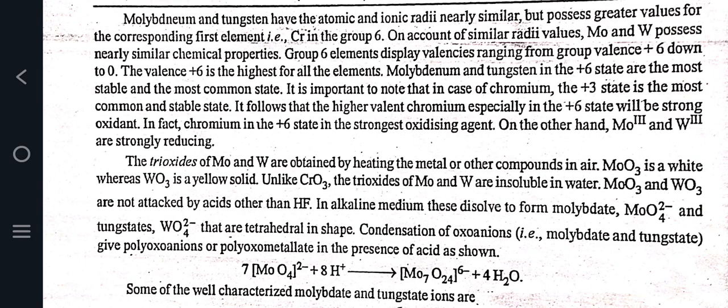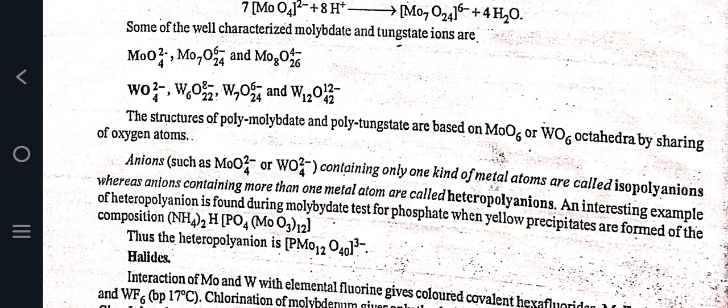Condensation of the oxoanions molybdate and tungstate gives polyoxoanions and polyoxometalates in the presence of acid. Some of the well characterized molybdate and tungstate ions are shown. The structures of polymolybdates and polytungstates are based on MoO6 and WO6 octahedra sharing oxygen atoms.